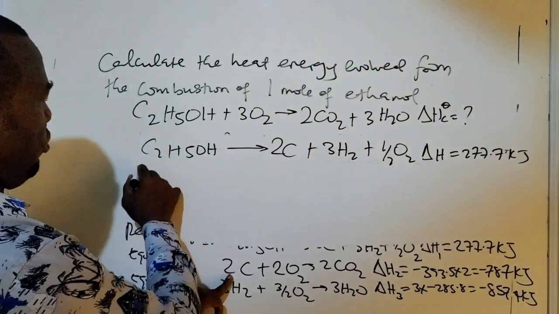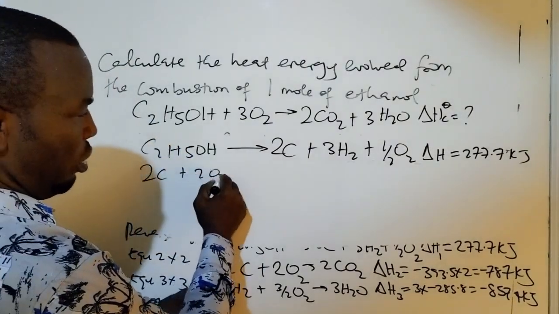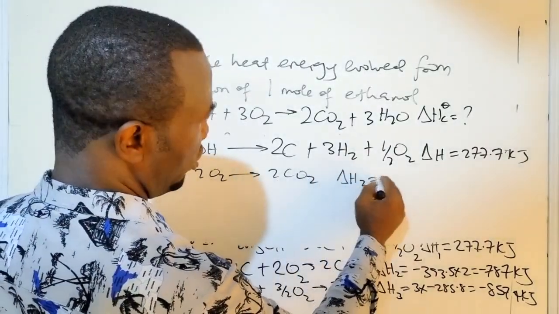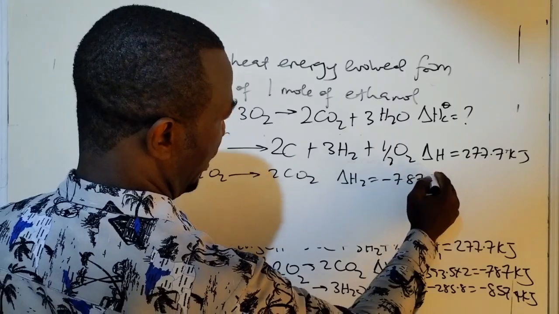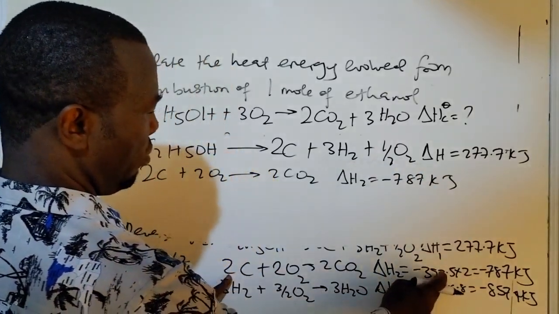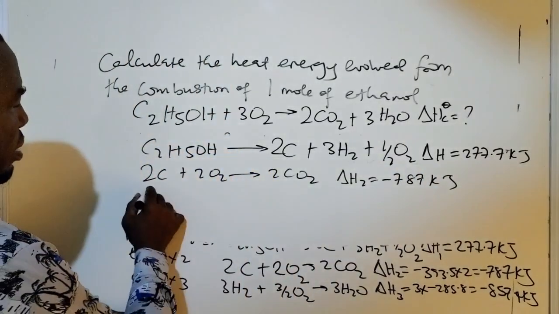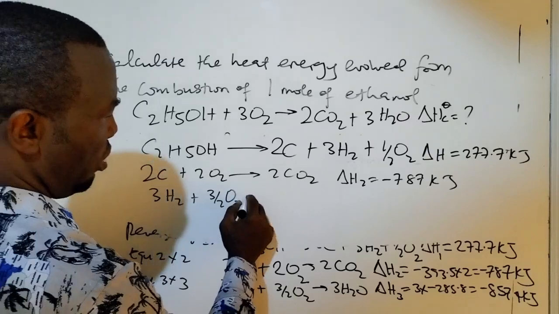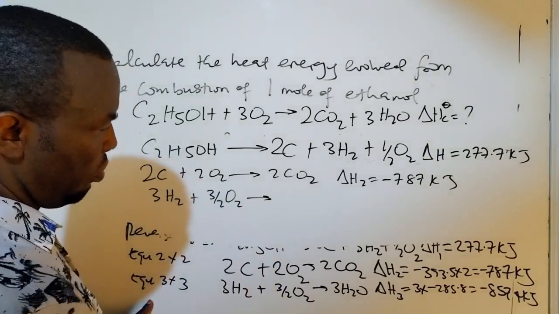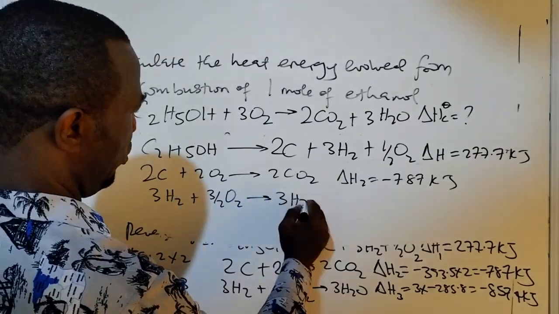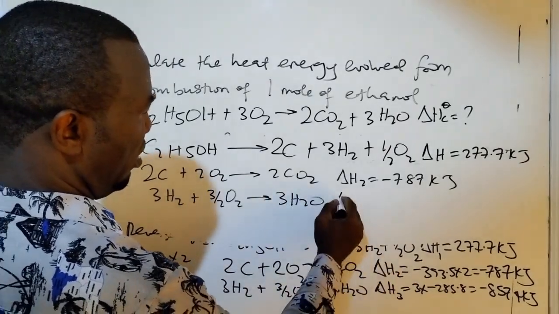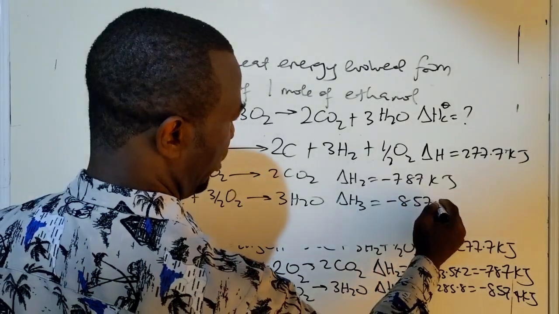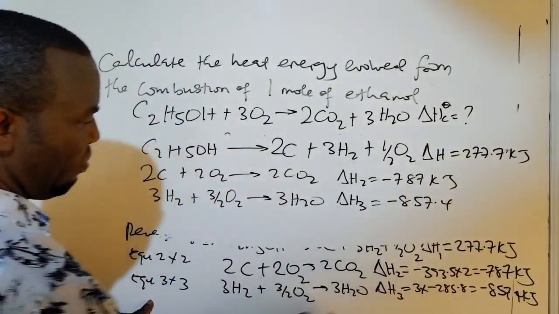Second one is 2C plus 2 oxygen, giving 2 CO2. The new enthalpy change becomes minus 7/8 after multiplying by 2. The third one is 3H2 plus 3/2 oxygen, giving us 3H2O. And the enthalpy becomes minus 857.4 after multiplying by 3.